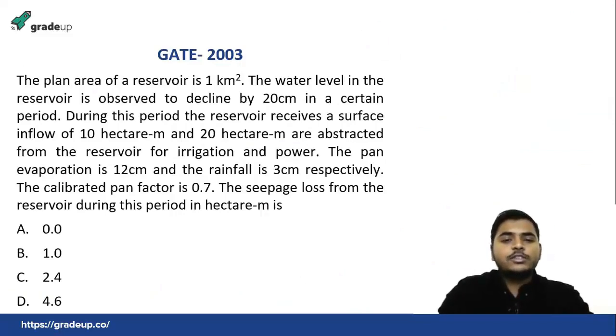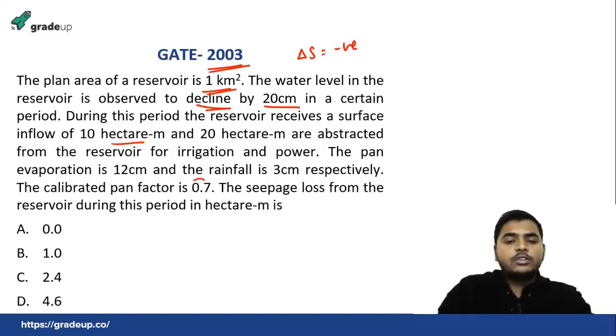Now the second question, this question was asked in the year 2003. The plan area of reservoir is 1 kilometer square. Water level in the reservoir is observed to decline by 20 centimeter. Now it is given delta S is negative, decline. In a certain period, during this period the reservoir receives a surface inflow of 10 hectare meter. Now this hectare meter, we will convert into meter cube, this is actually volume. And 20 hectare meter are abstracted from the reservoir for irrigation and power. This is the outflow. The pan evaporation is 12 centimeter and rainfall is 3 centimeter respectively.